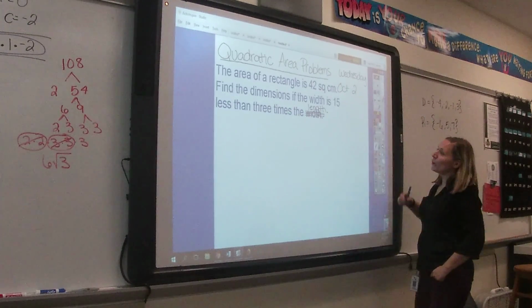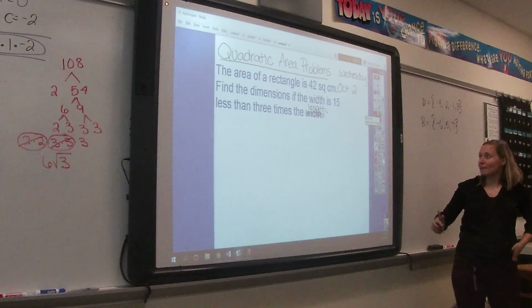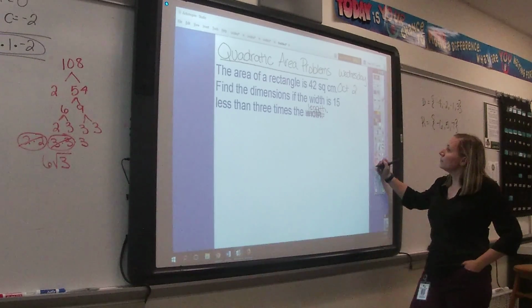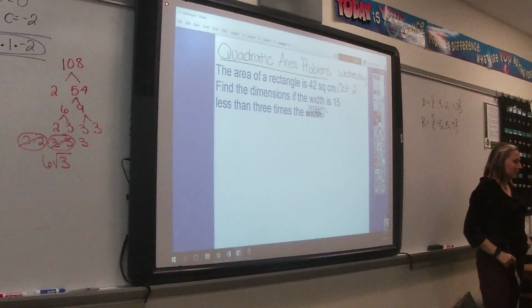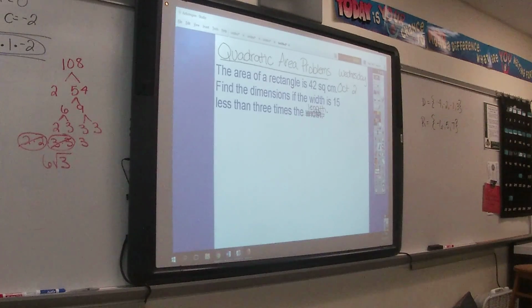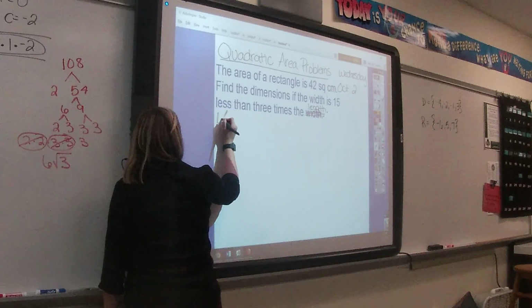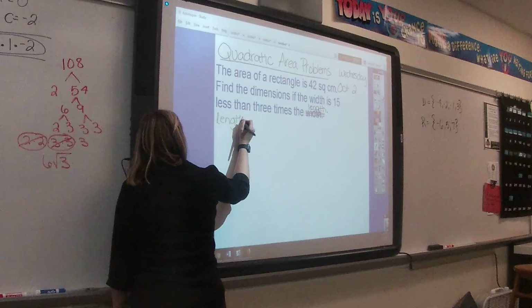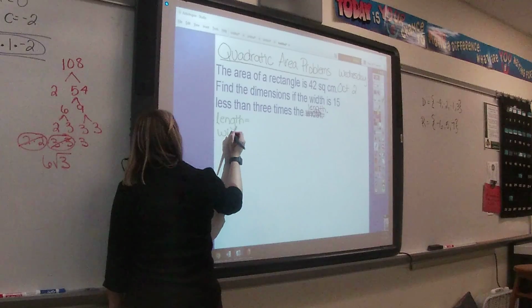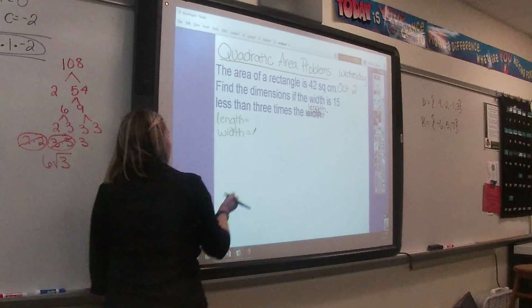First things first, what is this problem asking us to find? The area of a rectangle? Nope. The dimensions. What does the word dimensions mean? The sides, right? The length and the width. So we have two things that we need to find in this problem. We need to decide what the length is, and we need to decide what the width is.